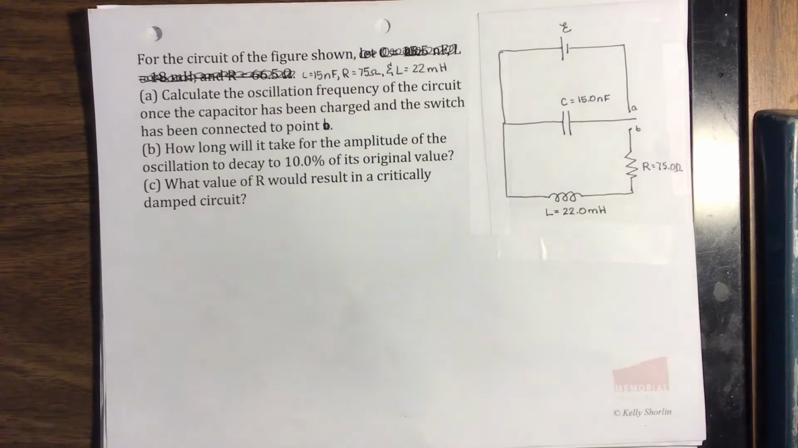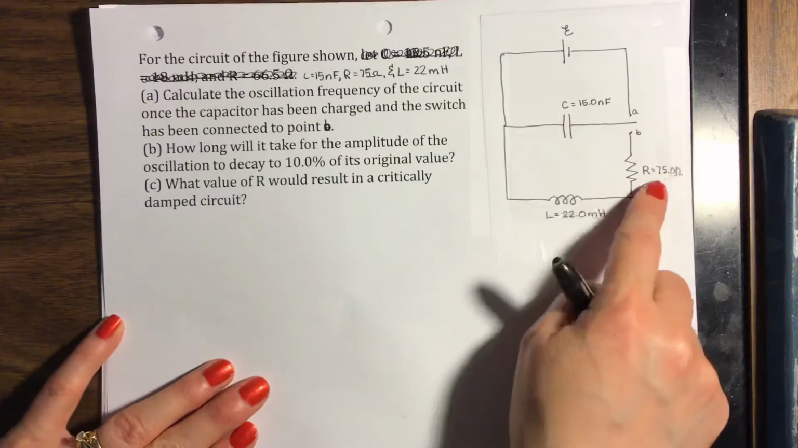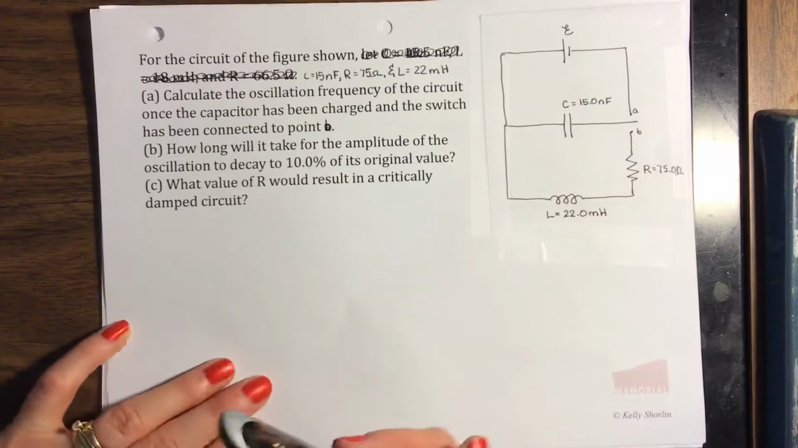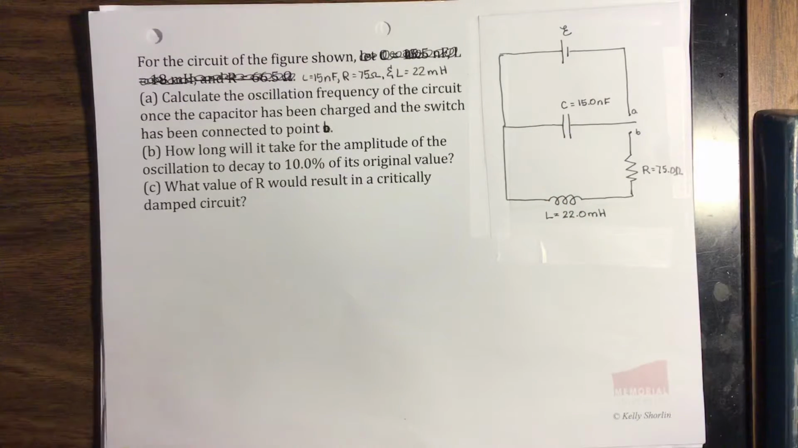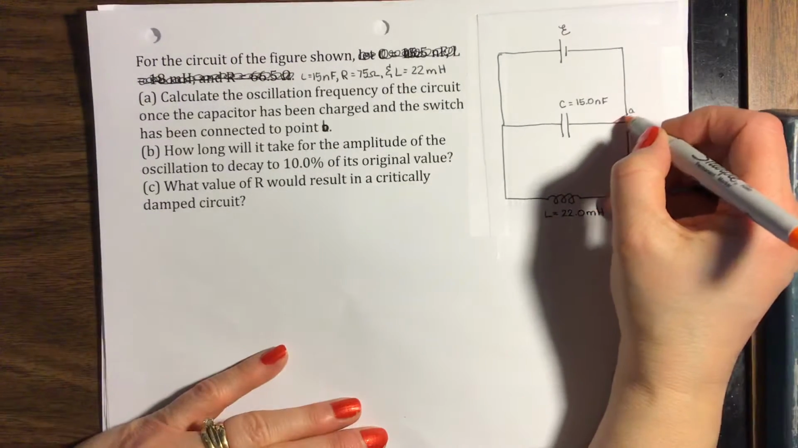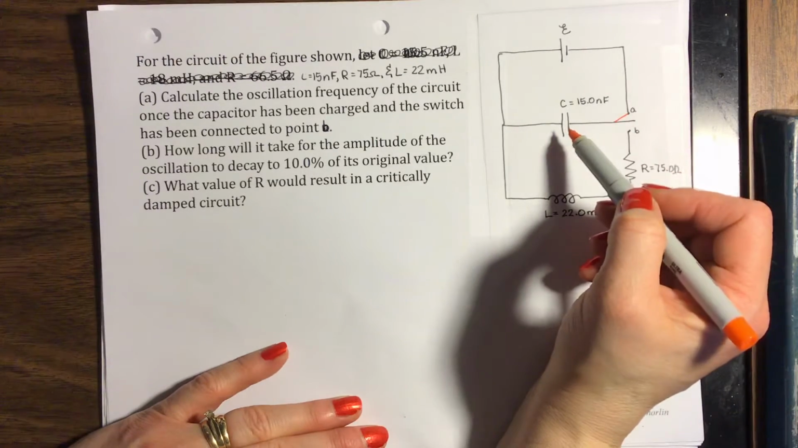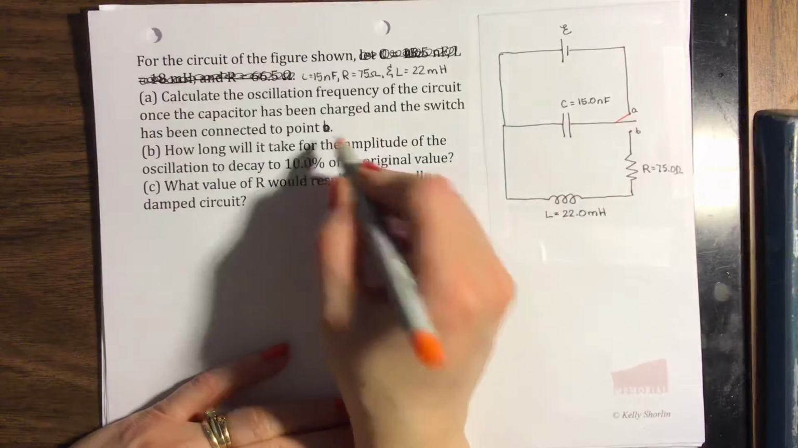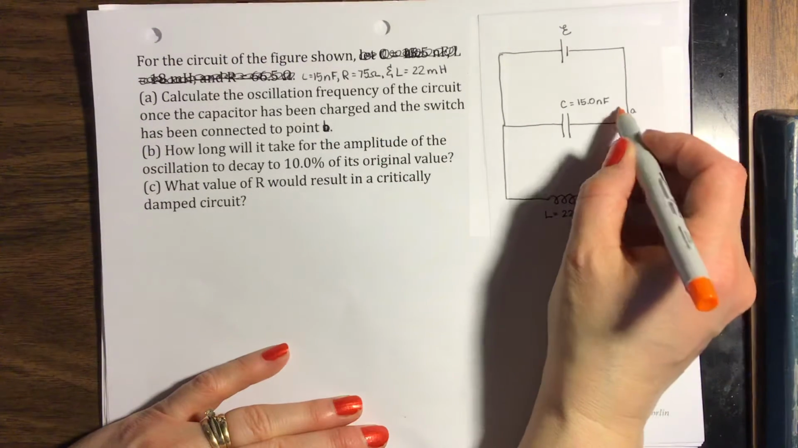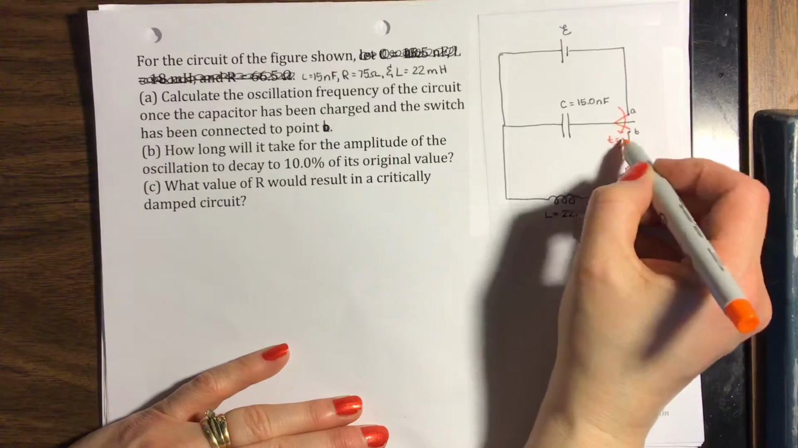In this example, we have an RLC circuit and we know the values of R, L, and C. What happens in this problem is that it begins with the switch set to position A, current is allowed to flow, the capacitor becomes fully charged, and then at t equals 0 the switch flips to position B. So that happens at t equals 0.